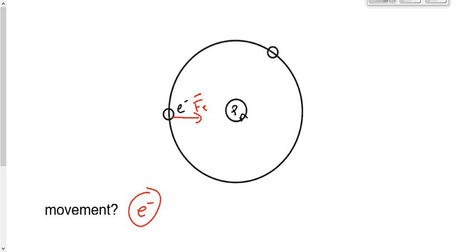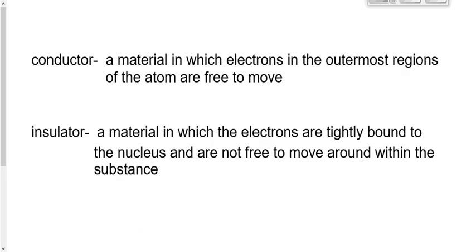Now, let's talk about how well electrons can move. Define 2 terms. We've got a conductor and we've got an insulator. You guys have all heard these before and have some kind of notion as to what a conductor and an insulator is.